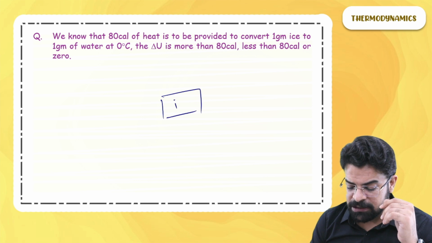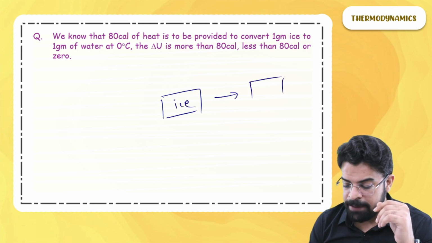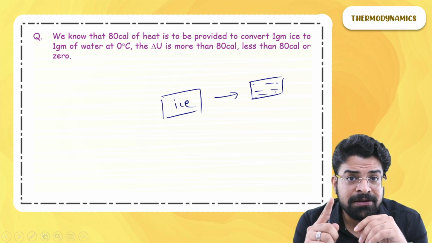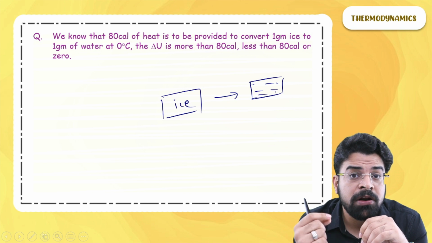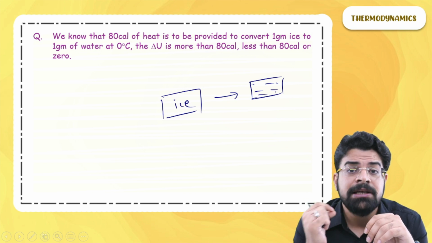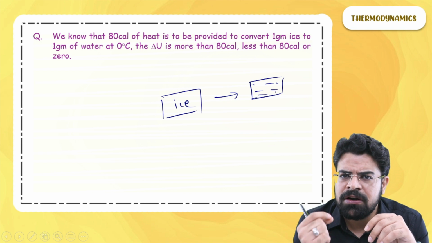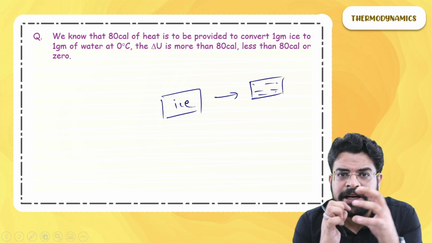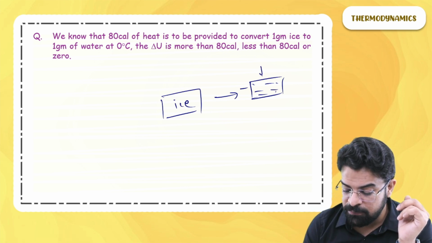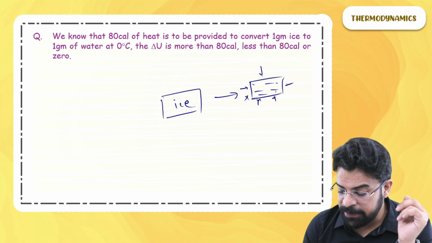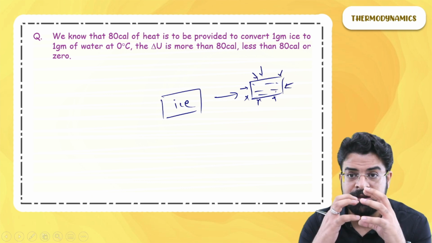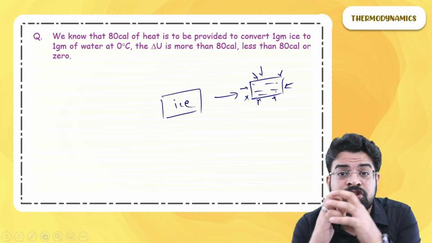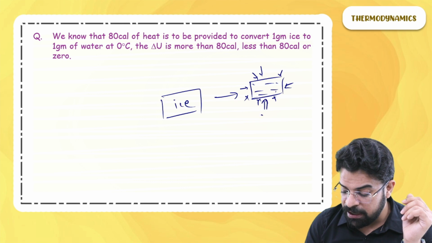Tell me, when ice converts to water, what happens to it? It expands or shrinks? We know that ice is lighter than water. That's why ice floats on water, because ice has less density than water. Since ice has less density than water, when ice converts to water, it shrinks. It shrinks means that the surrounding does some work on it. Surrounding compresses it. So the surrounding does some work on the system when ice converts into water, because it shrinks. As well as you are providing a heat of 80 calorie.